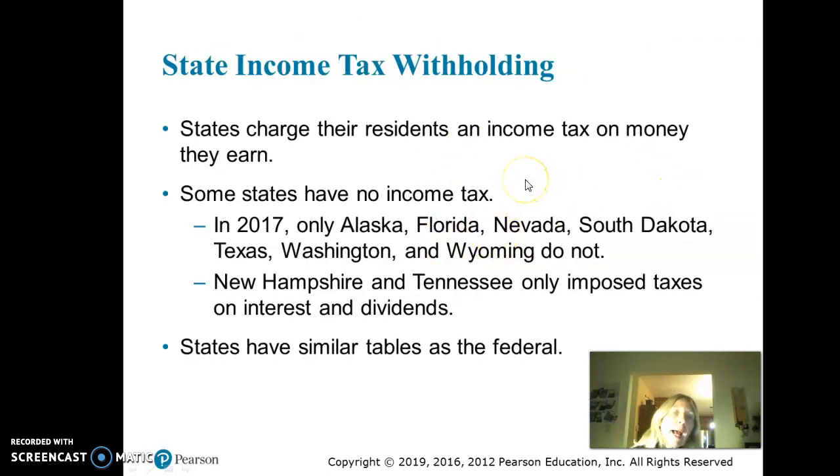So another income tax that is withheld is state income tax. State income tax is basically for our state of California.